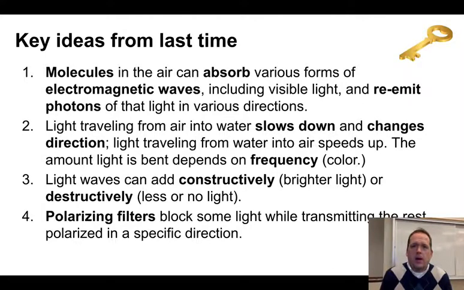Light waves can run into other light waves, and they can add up constructively to make bigger light waves, or they can cancel out if they're exactly opposite in phase. And so this constructive and destructive interference is the ultimate phenomena behind why we see different color bands in soap bubbles and oil films. And finally, we talked a little bit about polarizing filters and the fact that polarizing filters always block some fraction of light, but if you have two filters in certain orientations, you can transmit light. In other orientations, the filters can nearly block all of the light from transmitting through.